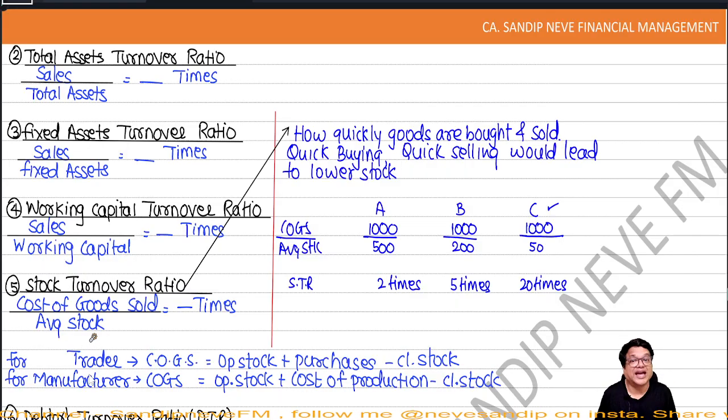So we take which stock? Average stock. And see what is the whole idea? How quickly you buy the goods, how quickly you sell the goods. Recollect, we have discussed this in the class. It is very good to quickly purchase and quickly sell the goods, and very little inventory remains.